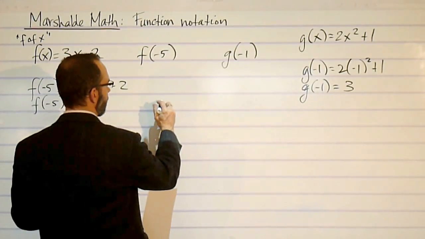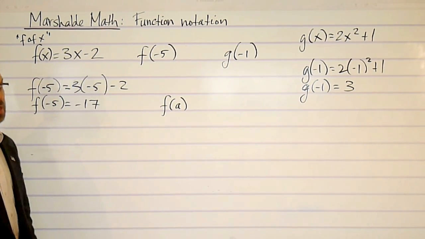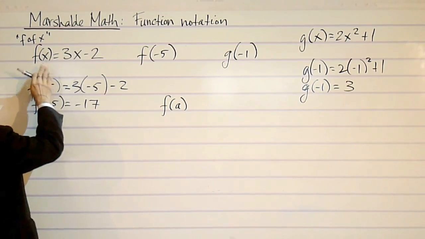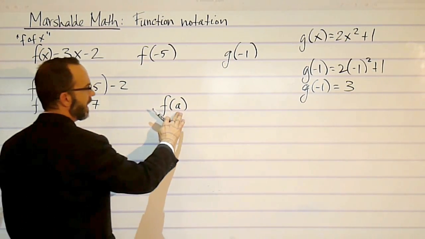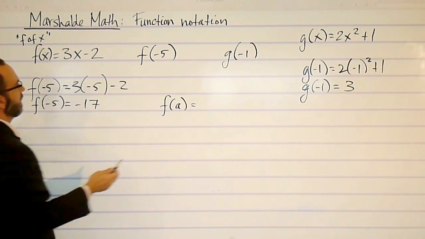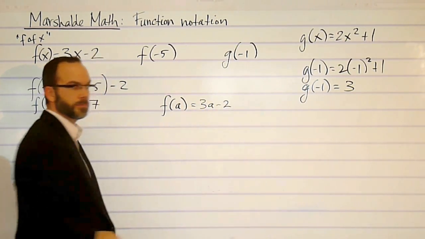Here's a question for you. What if I said f of a? Because I don't have to have just numbers in there. What does f of a mean? Well, f of a says the function f, but instead of the input being x, I'm just going to let the input be a. That just means I replace every x in here with a and simplify if I can. Isn't that just 3 times a minus 2?